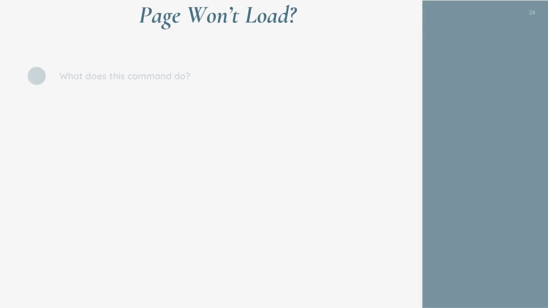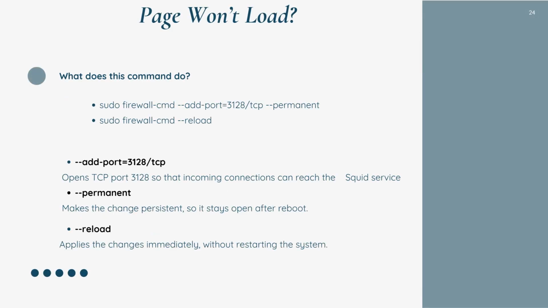So what do these commands do? Sudo firewall-cmd --add-port=3128/tcp opens TCP port 3128 so that incoming connections can reach the Squid service. Permanent makes changes persistent so it stays open after reboot. Reload applies the changes immediately without restarting the system.